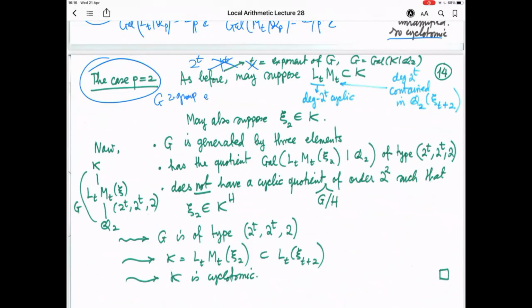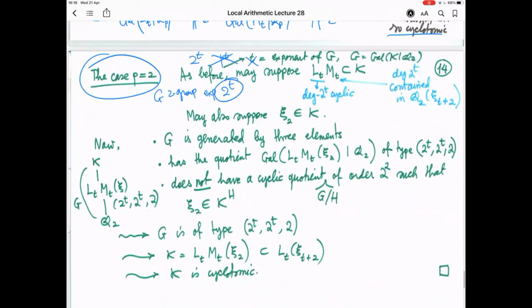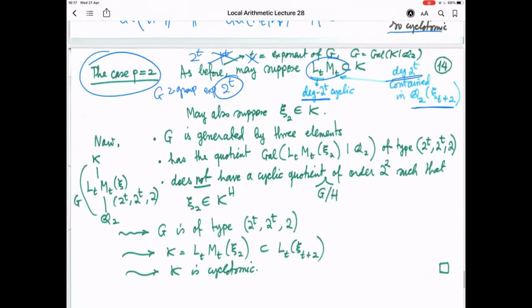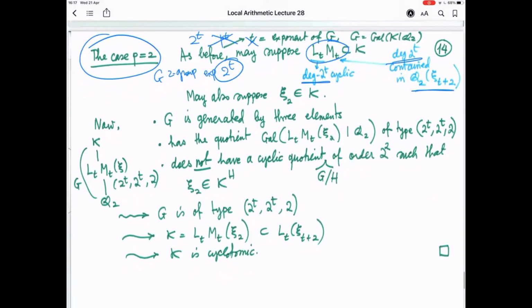So the exponent, I'm calling it 2 to the t. As before, we can suppose that this K contains LT and MT. LT is cyclic of degree 2 to the t, and MT is also cyclic of degree 2 to the t. It's contained in this cyclotomic extension.